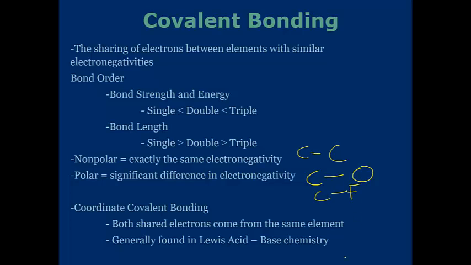Coordinate covalent bonding is when they both share electrons coming from the same element, but this is usually only found in Lewis acid-base chemistry.